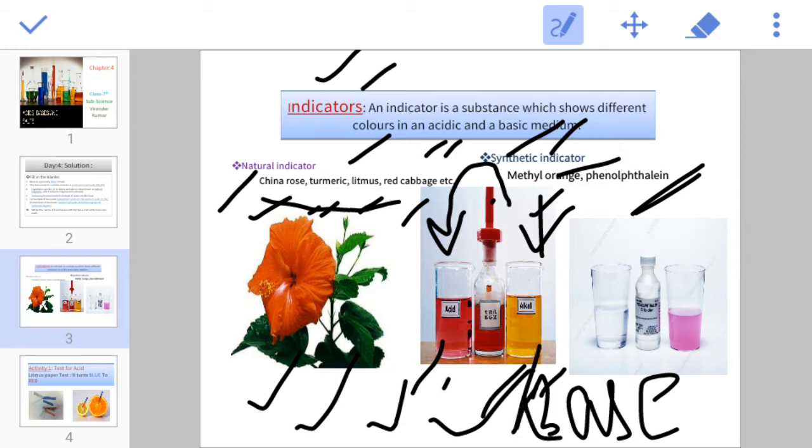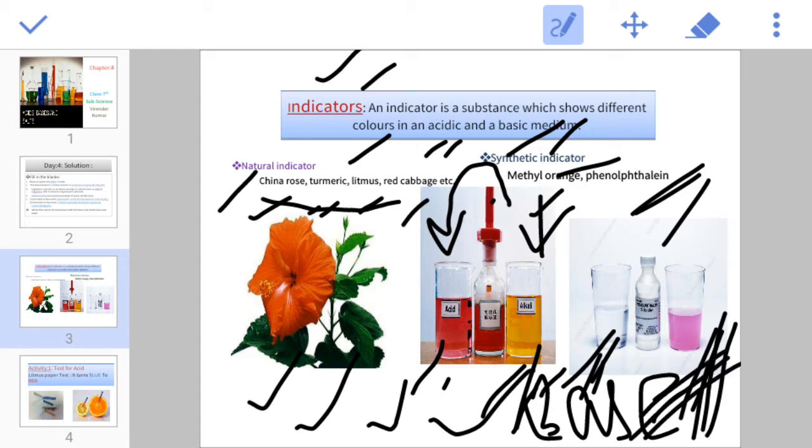Next one is phenolphthalein. When we use phenolphthalein in an acidic medium, it remains colorless. In case of a basic medium, it appears pink in color. And that pink color shows that this solution is a basic solution.